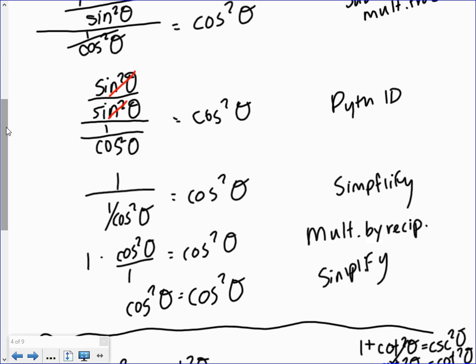Does anybody have any questions about this example before you do your activity? Okay. On the activity, you are going to be split up into pairs.